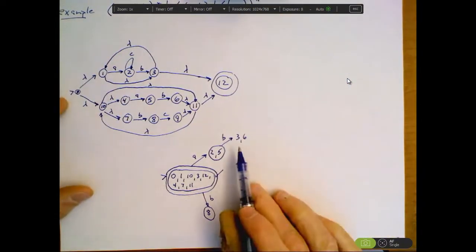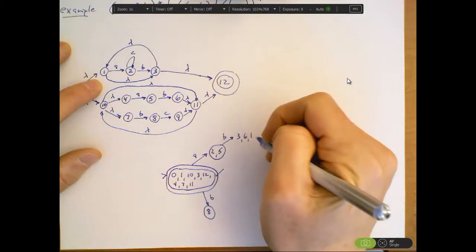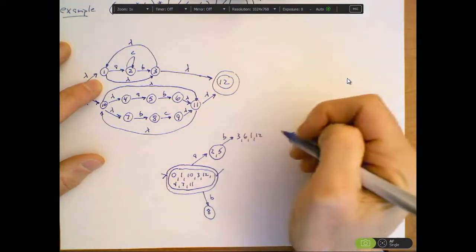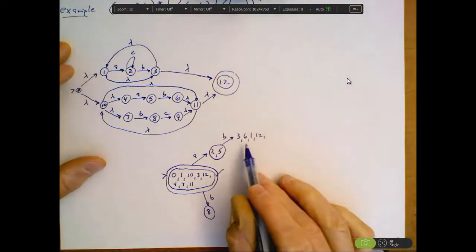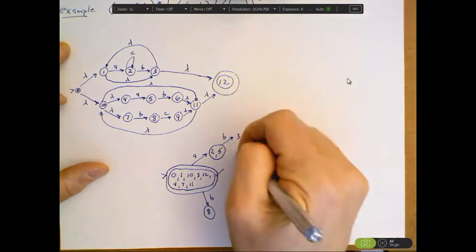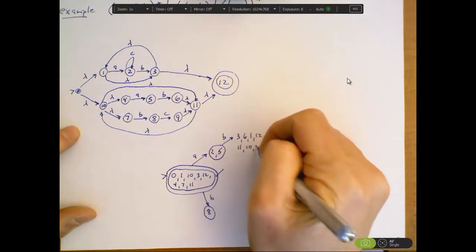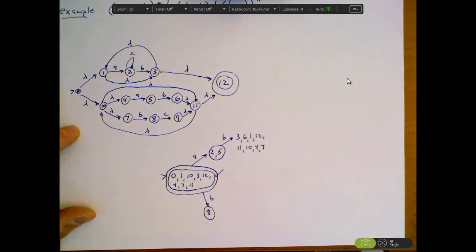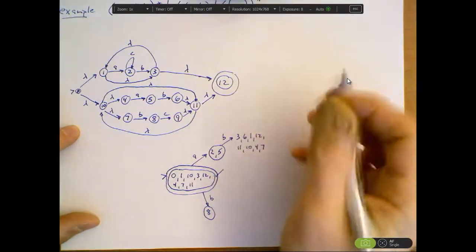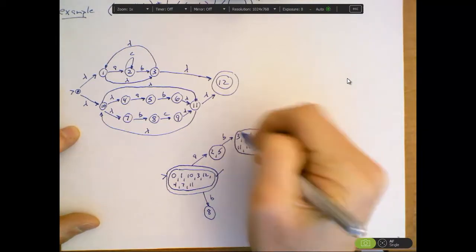And now I have to do the lambda closure, because from 3 I can get to 1, and I can get to 12. From 6 on lambda I can get to 11, which can get back to 10, which can get to 4, which can get to 7. All right. 12 is a final state, so this is going to be a final state.